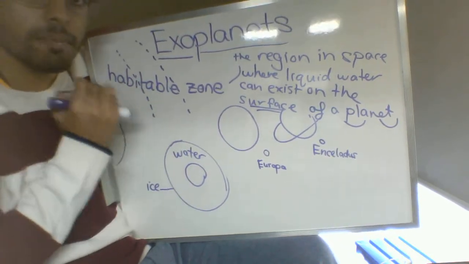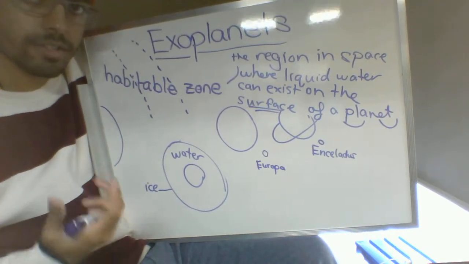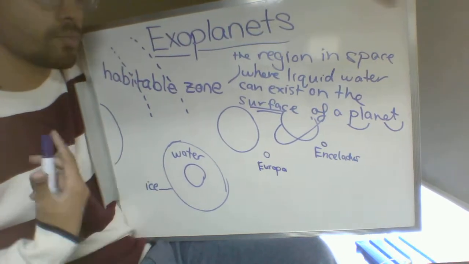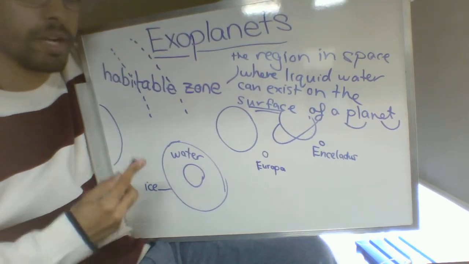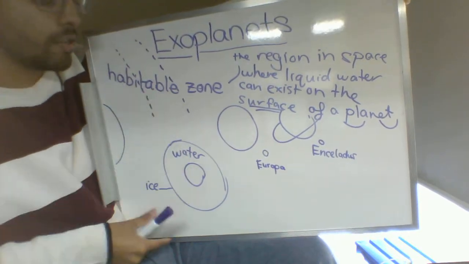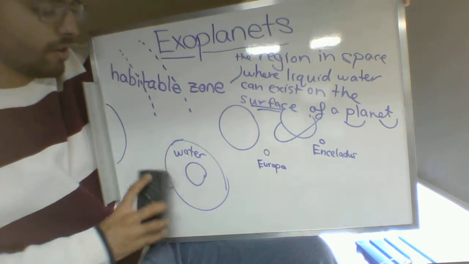If you can see any planets or detect any planets in that habitable zone, then there's a chance that it has liquid water, and there's a chance that it has life. So that's what scientists are looking for when they're peering deep into space looking for planets: planets in this magical ring at some distance away from the star.